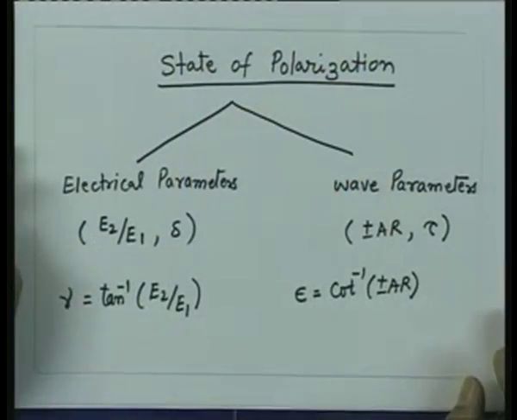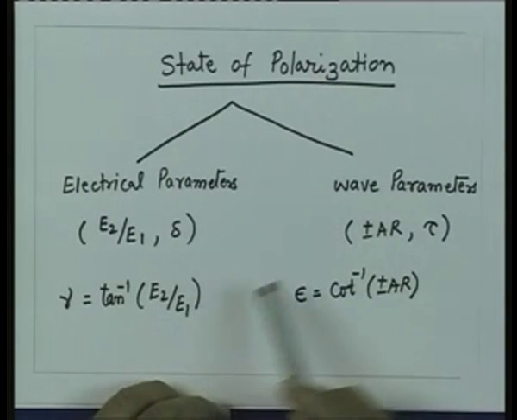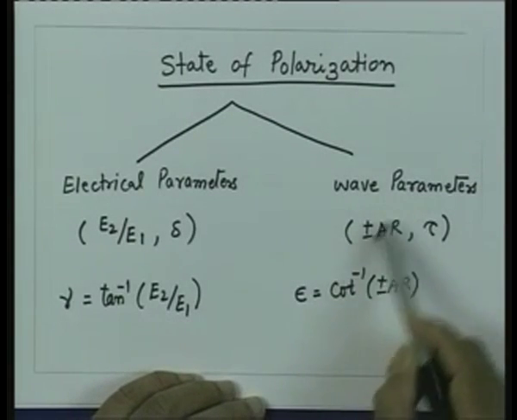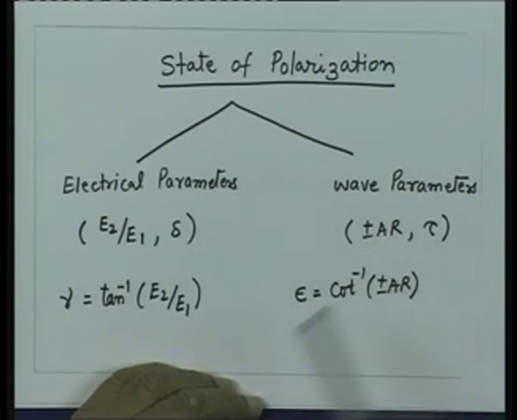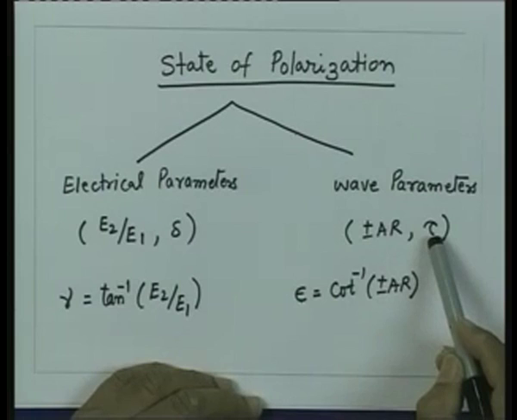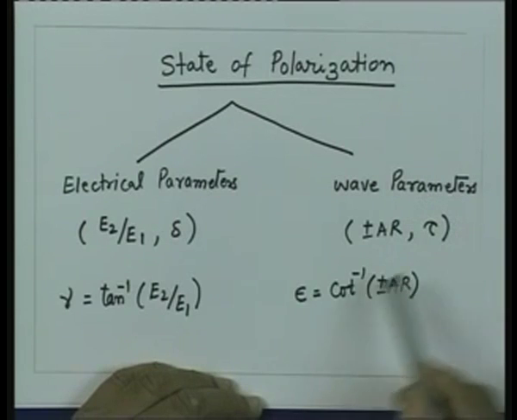So, we have a state of polarization, and as we saw, the state of polarization can be given by the shape of the ellipse which the wave draws. The shape of the ellipse is characterized by two parameters, the axial ratio and the tilt angle which the x axis makes with the major axis of the ellipse. The angle is tau.